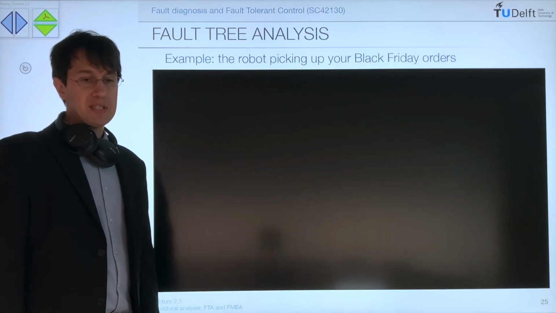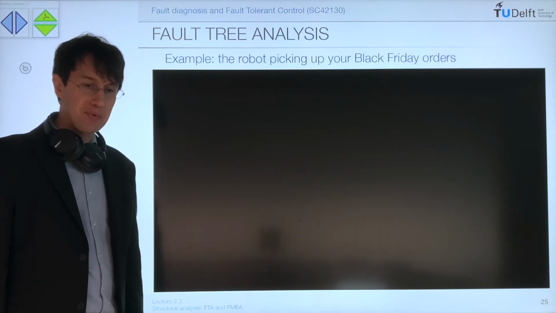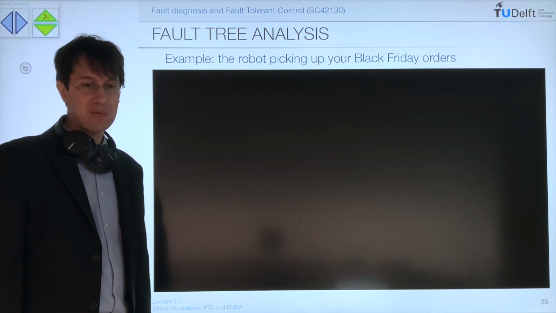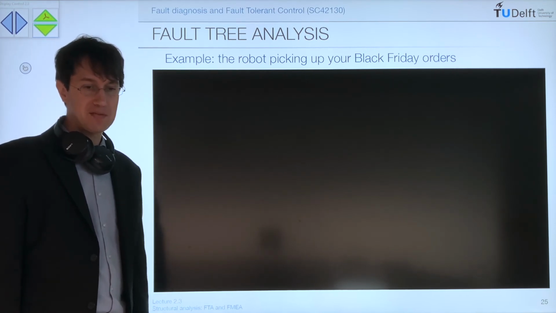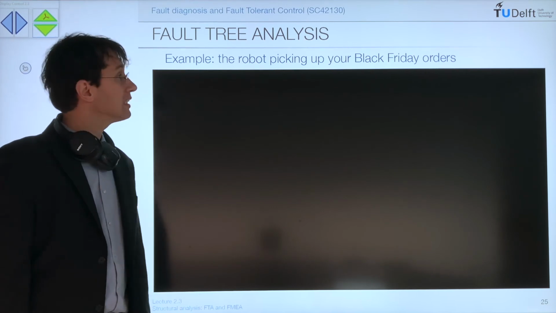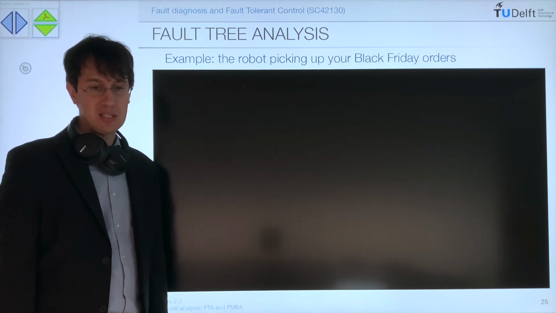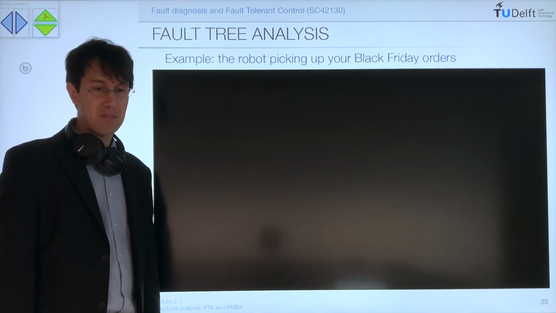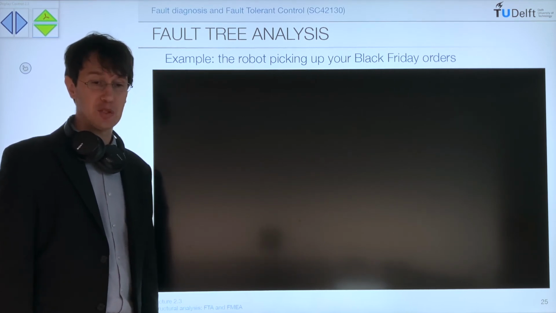And now I will present you an example that is slightly more complex and also more relevant for this period of the year. And this example is about the robot that is picking up your Black Friday shopping.